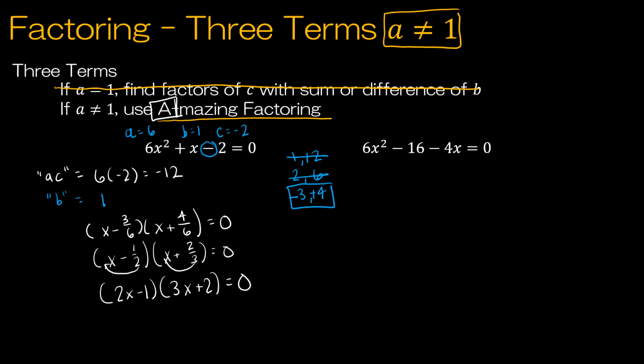There's my factorization. What are my zeros? My zeros were the opposite of negative 1/2, so positive 1/2, and the opposite of positive 2/3, which is negative 2/3.